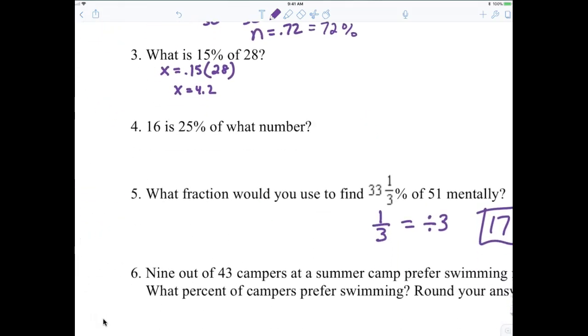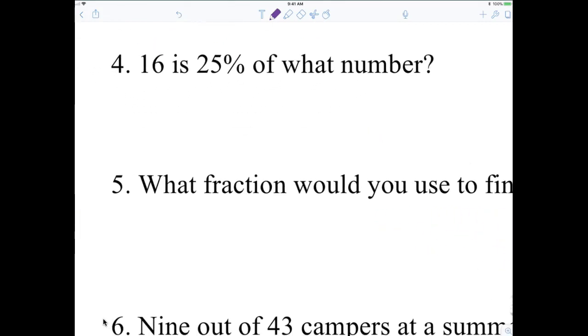So let's take a look now at number 4. Again, strictly working on the translations. Some kids in my last class said, can I set it up as a proportion? I don't care if you set it up as a proportion. But I tried to tell you we're moving forward towards algebra, so I like an equation. So your translation is just 16.